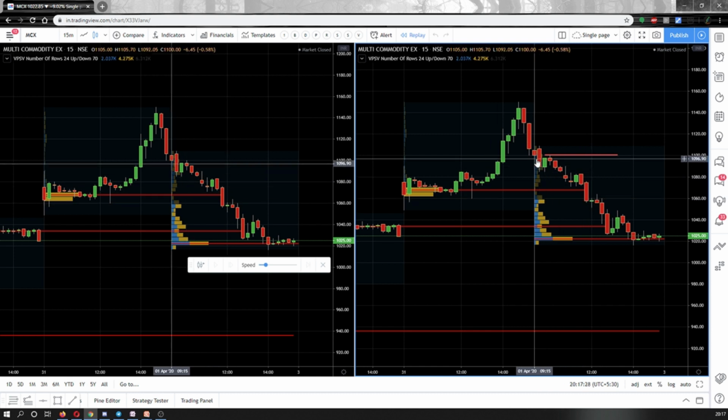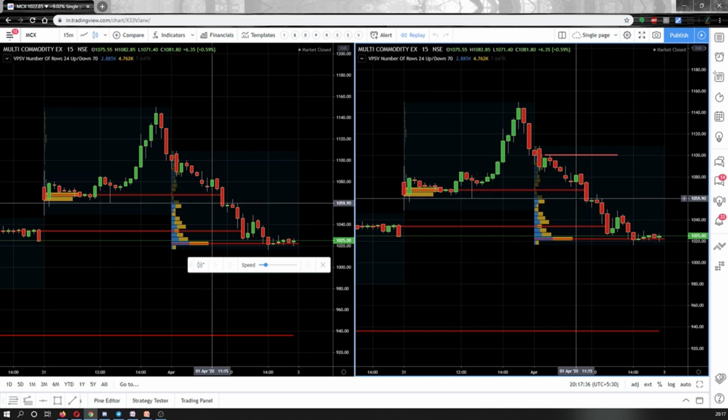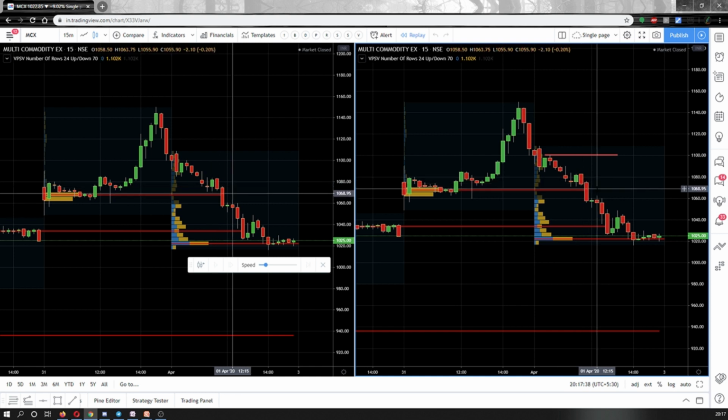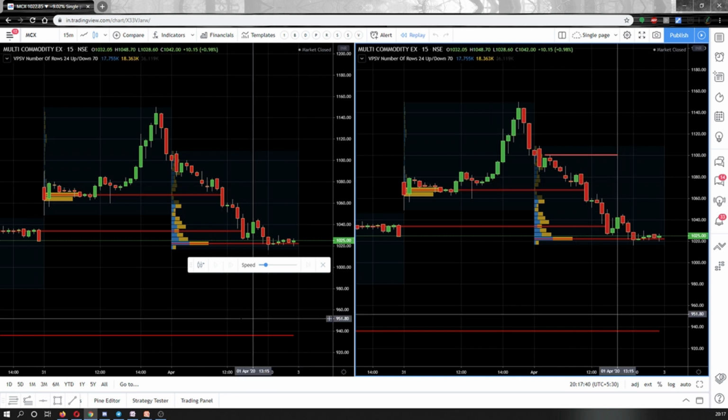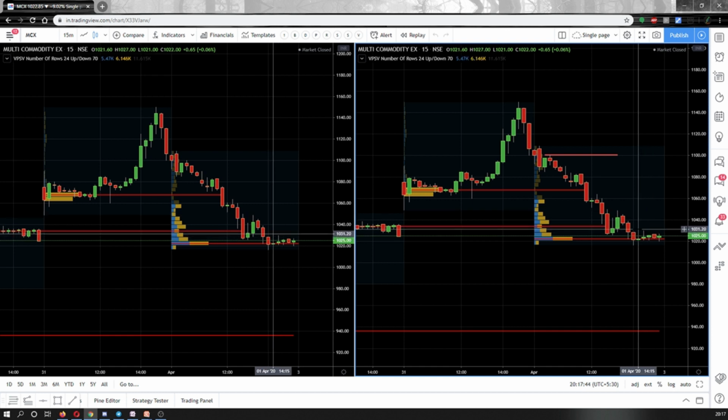So I explained the complete day for this particular chart so that you understand the logic behind using the POC lines, or the volume profile as a whole. Basically today Jindal Steel also fell, Escorts also fell, Tech Mahindra also fell.